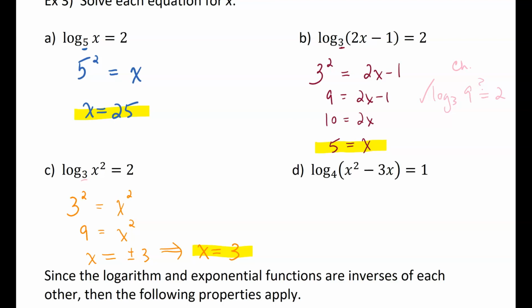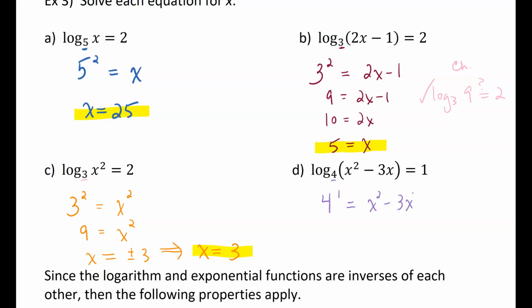Okay. And this one here. Log base 4 of x squared minus 3x, all of that equal to 1. So again, I want to get those x's out of the argument. So I'm going to convert this to an exponential. I have a base of 4 there, so that becomes the base of the exponent. And what am I raising that exponent to? 1. And that's equal to the argument of x squared minus 3x.